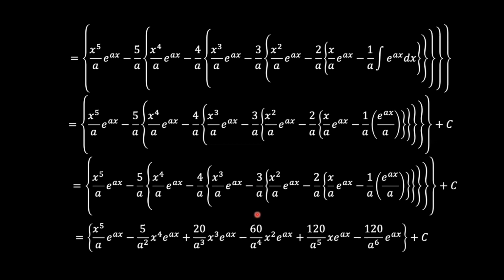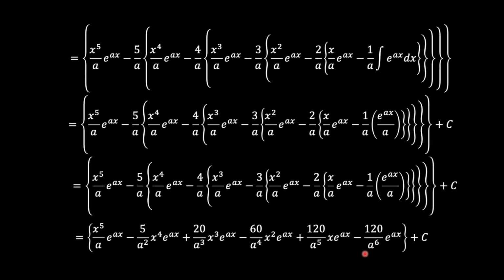So we have 60 up to here times this 2, we have 120 over a to the power 5 times x, times e to the power x. And then lastly, since at this point we have a plus times a negative is a negative. And since we don't have any other constant except 1 here, it remains 120 times 1, which is 120 over a to the power 6 e to the power x.